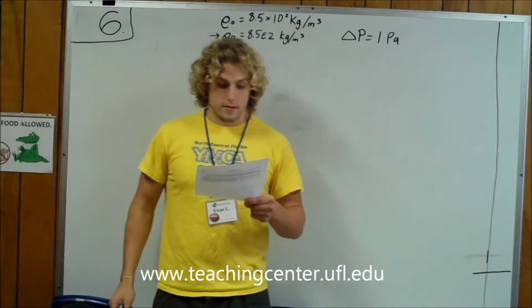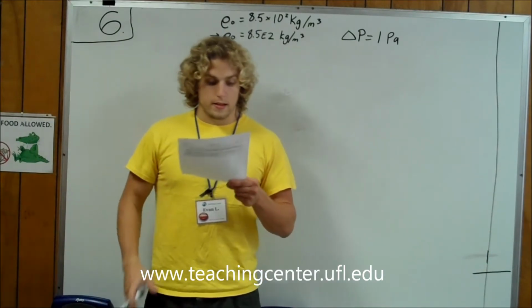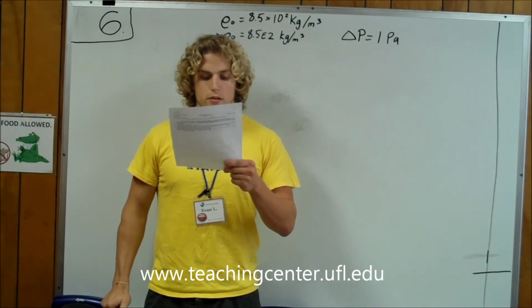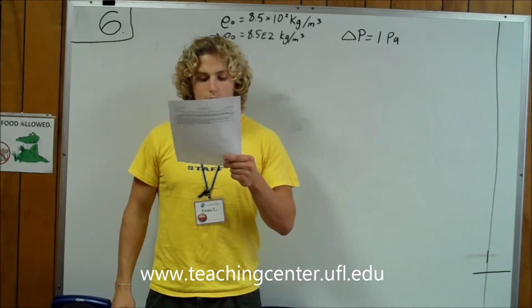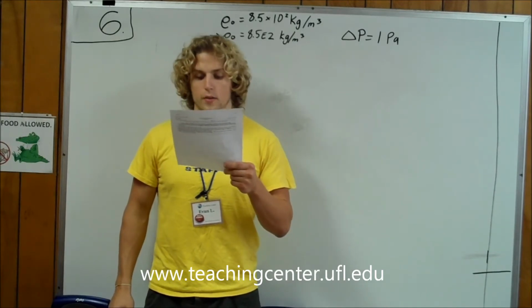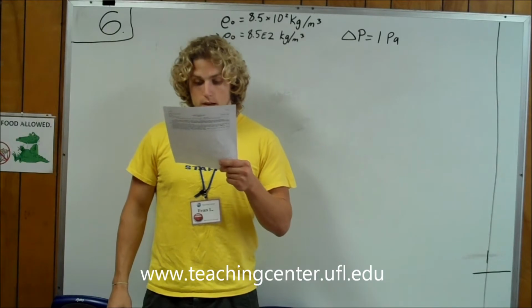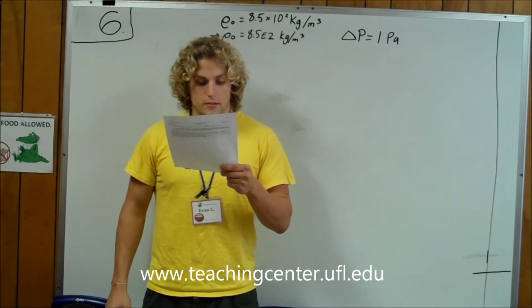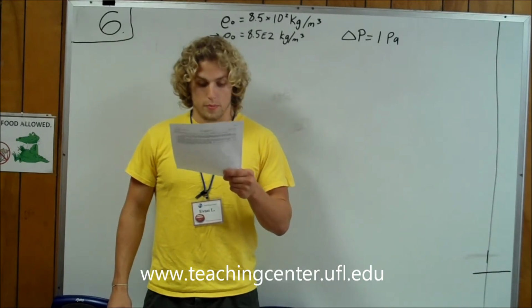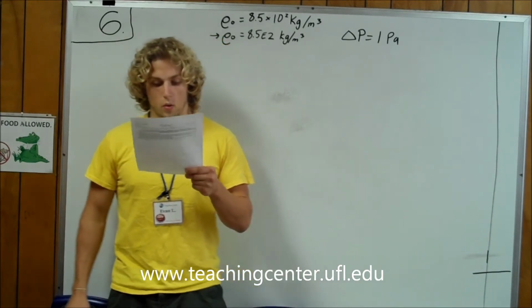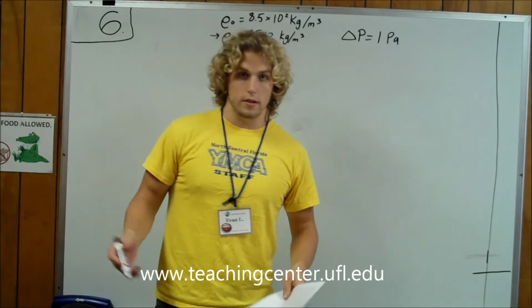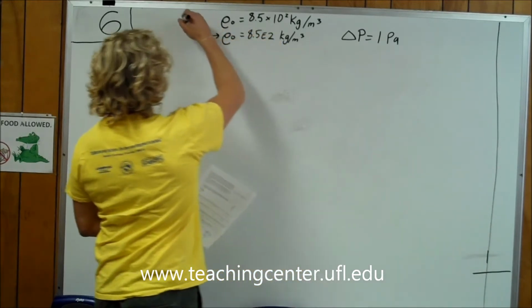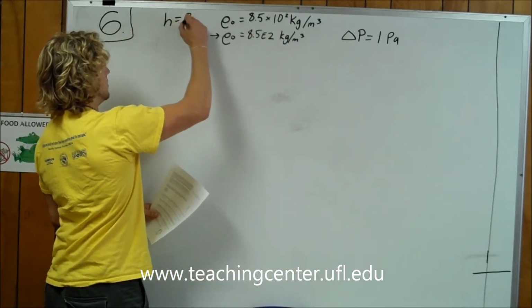This is problem 6. Problem 6 states, to measure moderately low pressures, oil with a density of 8.5 times 10 to the second kilograms per meter cubed is used in place of mercury in a barometer. A pressure change of 1.0 pascals produces a change in the height of the oil column of about what? So, we're looking for H is equal to what?